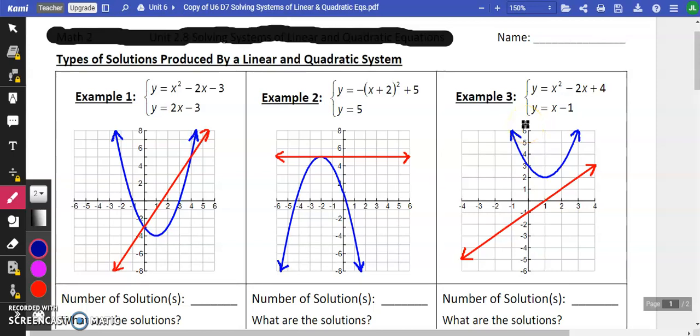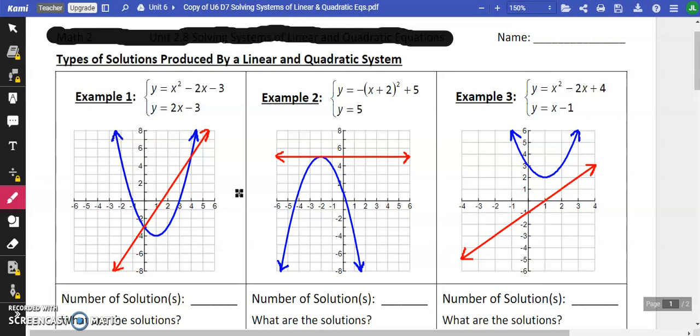Hello and welcome. In this video, we're going to be looking at solving a system of equations that has one linear equation and one quadratic equation. And we're going to be looking at basically two ways to do this. So the first one that we're going to look at is solving by graphing, and then we're going to look at how to solve it algebraically.